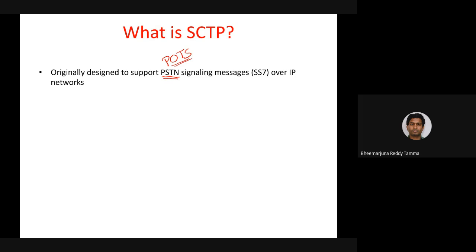Later, because of the popularity of the IP stack in the internet, telephony systems also started adopting the IP stack. What SCTP, the Stream Control Transmission Protocol, does is carry these SS7 messages, which are the signaling messages for establishing and terminating calls in legacy telephone systems, over IP networks. That is the main objective of SCTP.